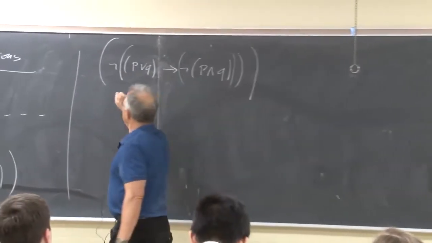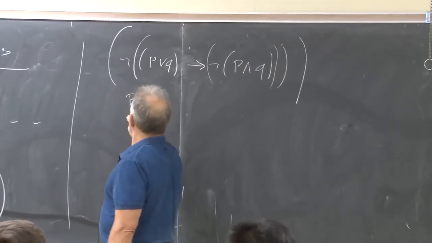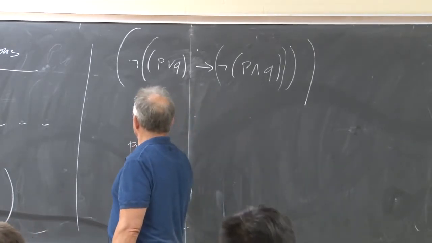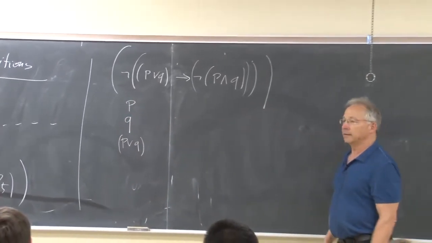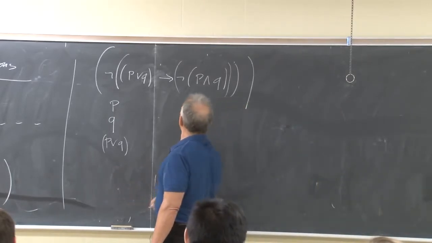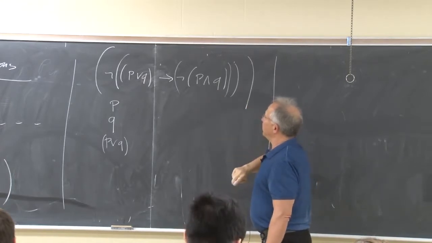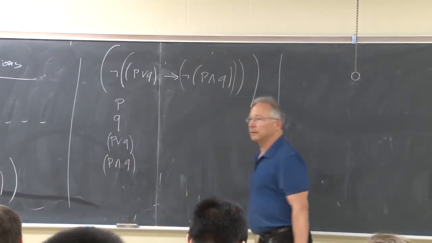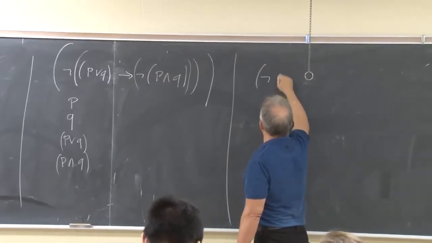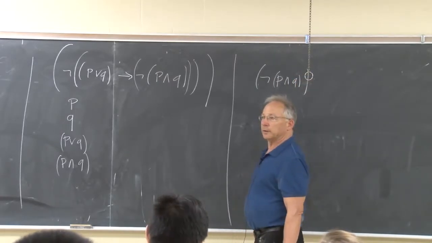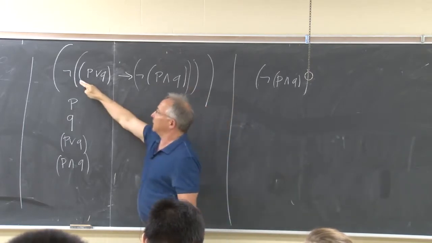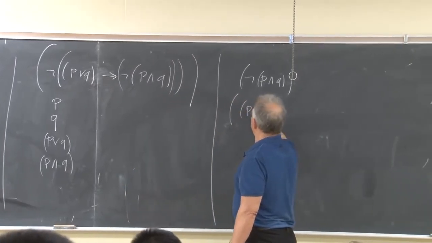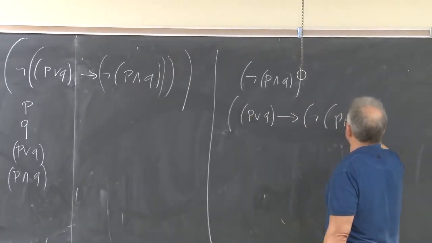So I can say, OK, P is an atom. It's a legal element to be there. Q is an atom, it is allowed to be there. And therefore, I can apply the first operation and get P or Q. So I know that this is in the language. Similarly, P is in the language, and I also know that Q is in the language, so therefore P and Q is in the language. Now I can apply another operation and say, therefore, not (P and Q) is in the language. So I already know that this is in the language and that is in the language. Now I can apply the operation arrow and say, therefore, P or Q, arrow, not P and Q is in the language.